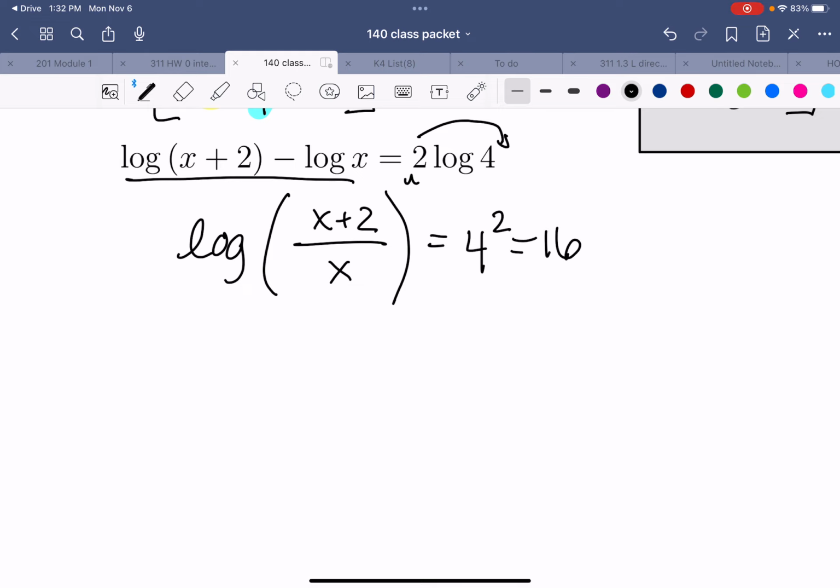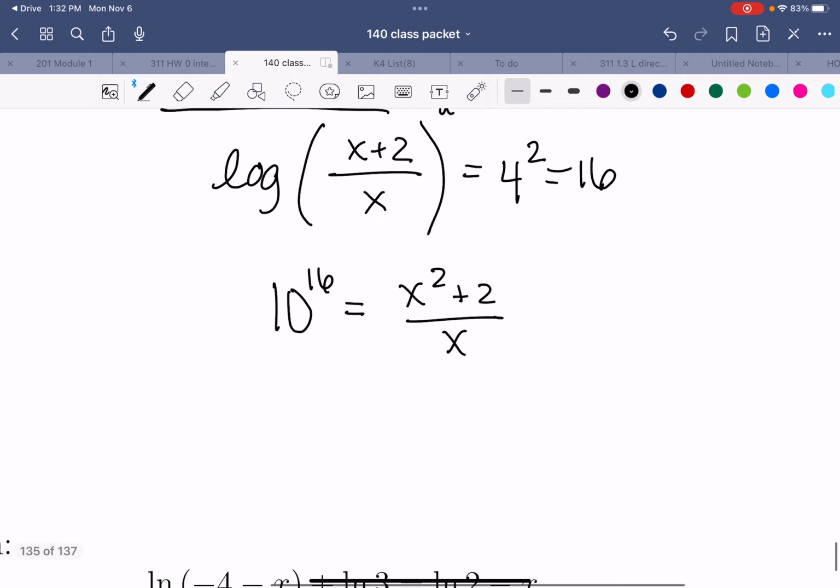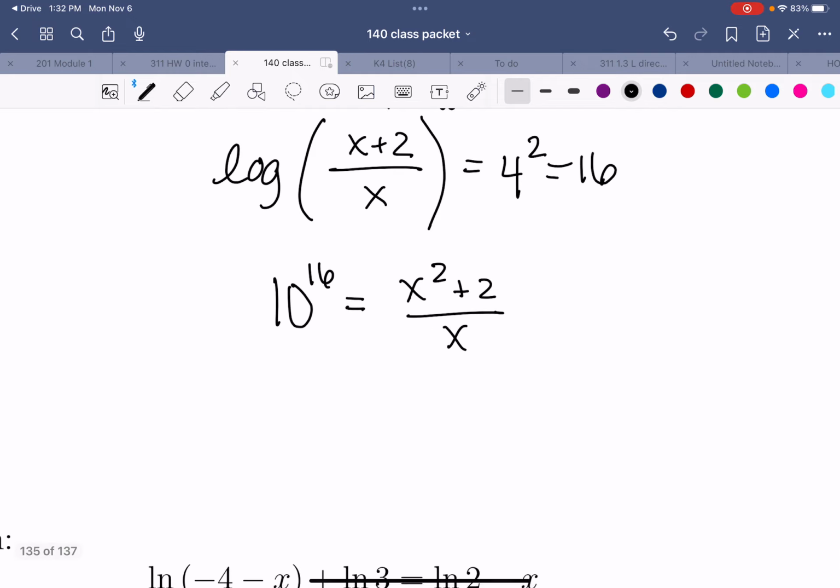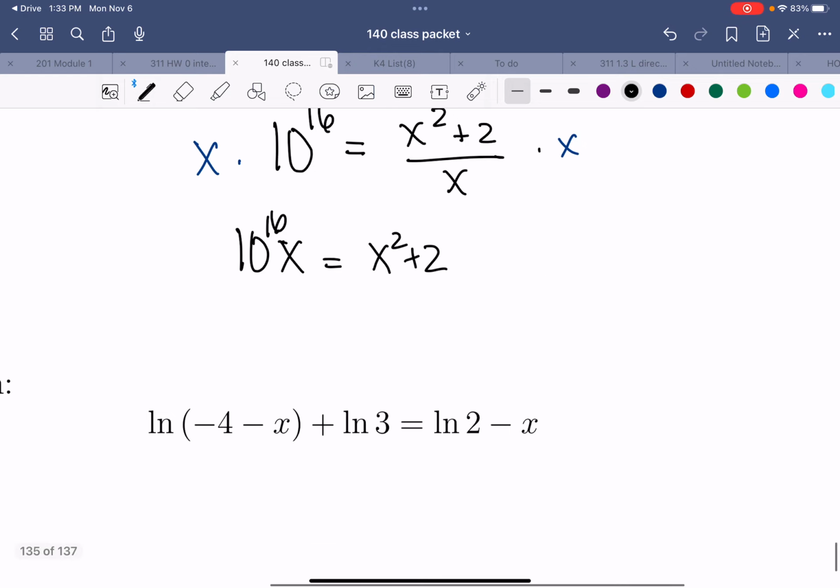Now we can rewrite our logarithm, right? The base here is 10 to the 16th, and that's equal to the argument of our logarithm. Now we can go ahead and try to solve this. So this is multiply both sides by x. And this becomes x times 10 to the 16th, which is a lot of zeros. That's a 10 with 16 zeros. And then we have x squared plus 2. And we want to set this equal to 0.